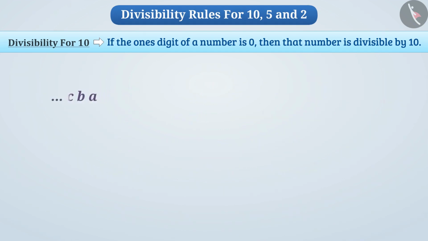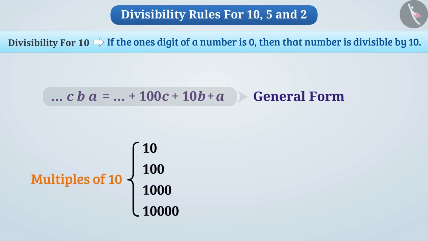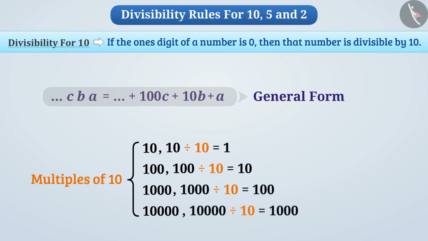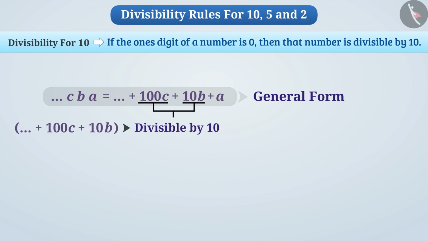Suppose we take a number like this, in which A is at 1's place, B is at 10's place, C is at 100's place, and these dots tell us that there can be more digits to the left of C. We can write this number in general form like this. We know that numbers 10, 100, etc. are multiples of 10. That is, when they are divided by 10, the remainder is 0 in each case. Therefore, we can say that all these numbers shown will also be divisible by 10. Since these numbers are divisible by 10, their sum will also be divisible by 10.